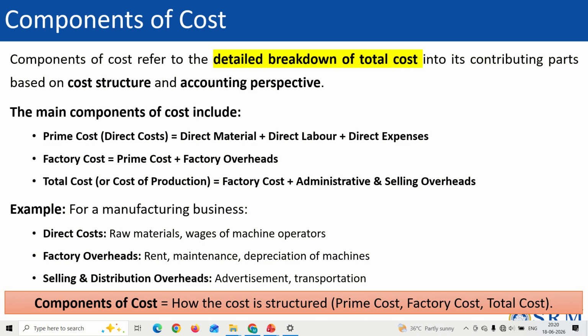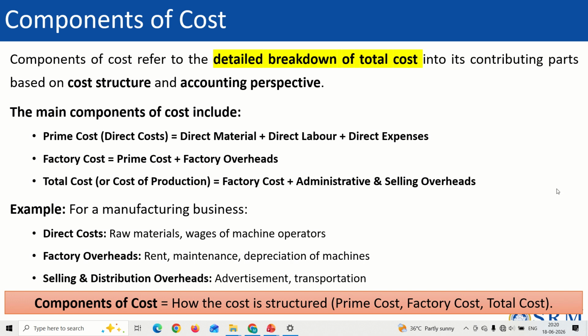So finally, let's look at the components, which show us how the cost is structurally layered. First, we have the prime cost, which is the sum of direct materials, direct labor and direct expenses. Next, adding factory overheads like machine maintenance or depreciation to our prime cost gives us the factory cost. Finally, by taking the factory cost and adding administrative, selling and distribution overheads, we arrive at our total cost of production. So this structural breakdown provides a clear accounting perspective on our manufacturing operations.